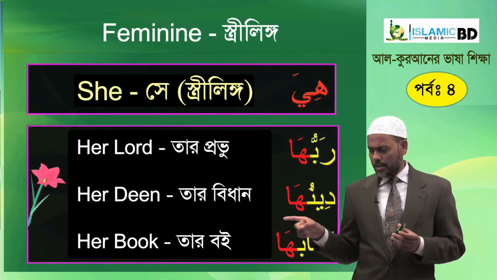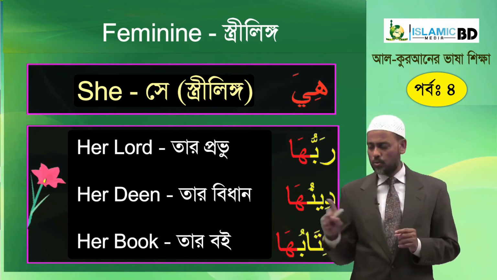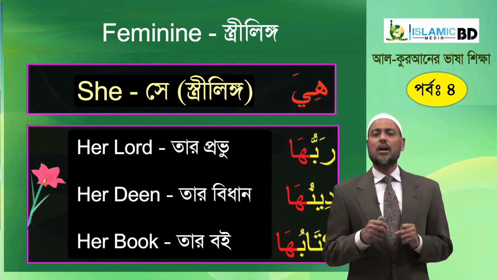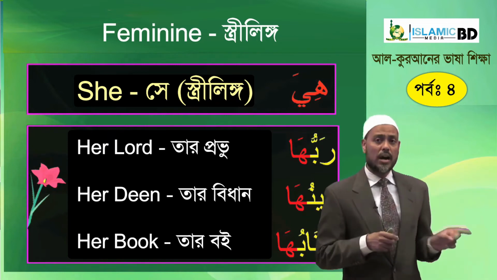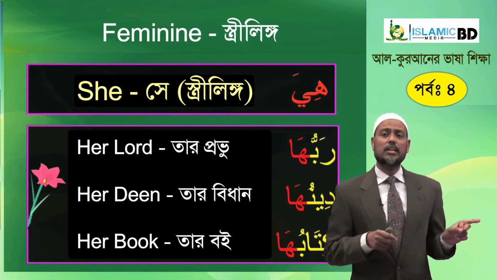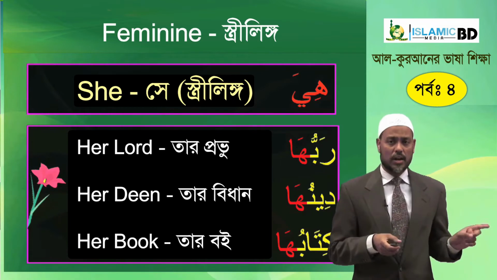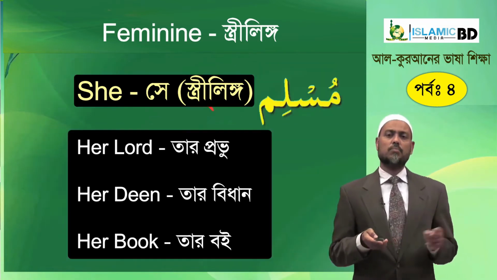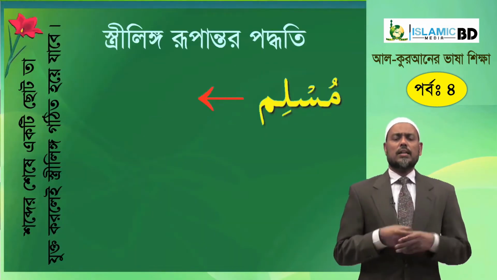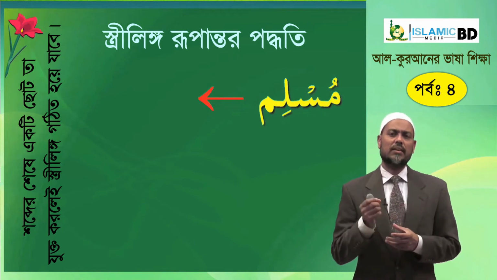So here, huwa is he. Here, hiya means she. Can you translate? Huwa means he. Hiya means she. Rabbuhu is his Rabb. Rabbuha, her Rabb. Deenuhu is his deen. Deenuha, her deen. Kitabuhu is his kitab. Kitabuha, her kitab, her book. Very good. We will also learn how to make feminine genders from a given noun.